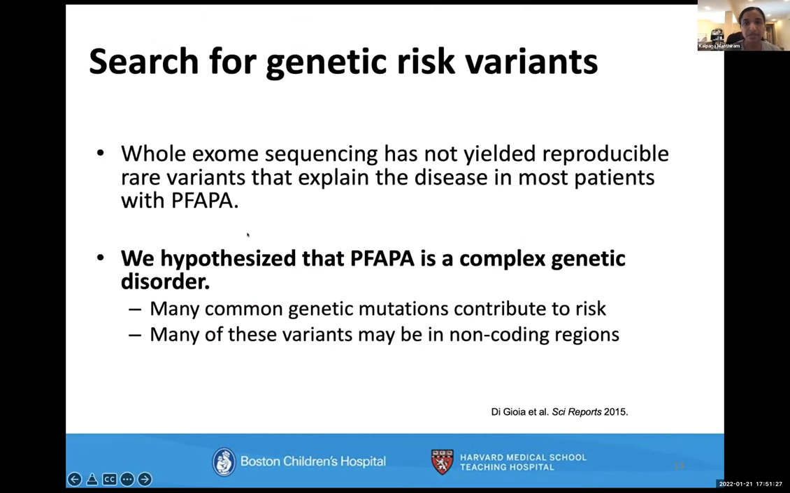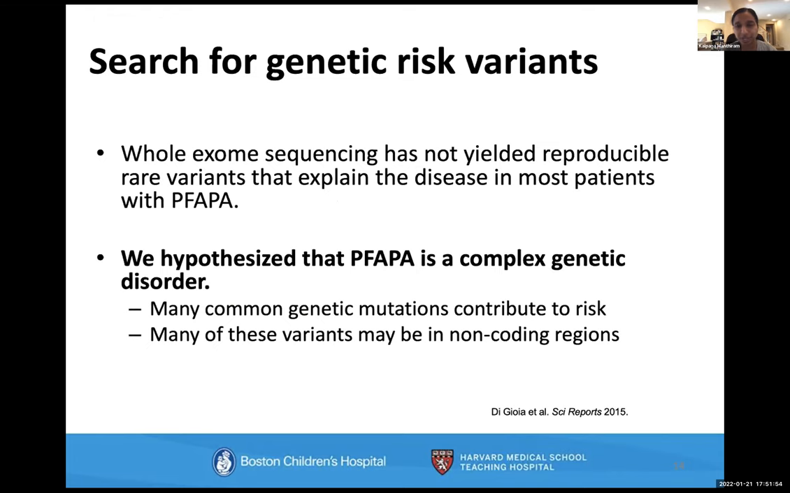So in order to do that, we initially did whole exome sequencing on many familial cases of PFAPA in order to find rare variants that have high penetrance and might explain the disease. However, those efforts were not successful and we weren't able to identify a single gene that, when mutated, led to the disorder.